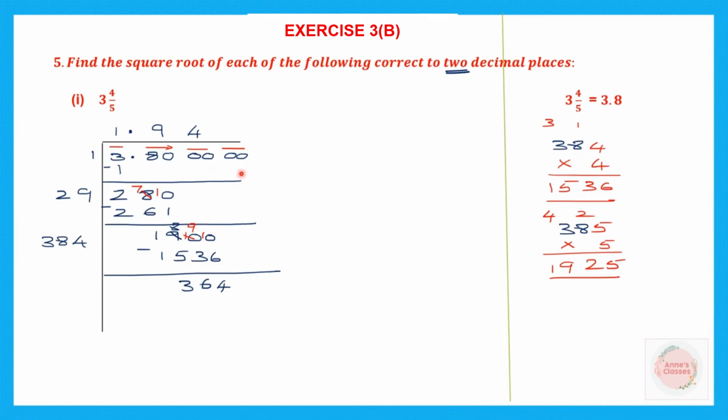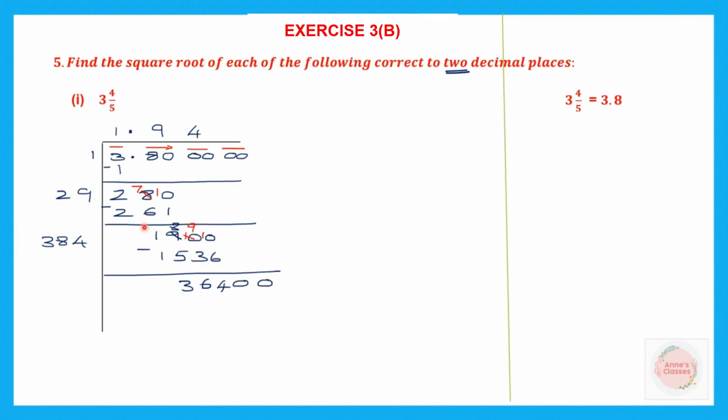We have to bring down the next pair. So this pair we finished. Now we bring down this pair. We have 2 zeros. Now our number here is 36,400. We have to double this. 1.94, take it as 194. Double it means multiply it by 2. 2 4s are 8, 2 9s are 18, carry 1. 2 1s are 2 plus 1, 3, 388. So let's write 388 here.